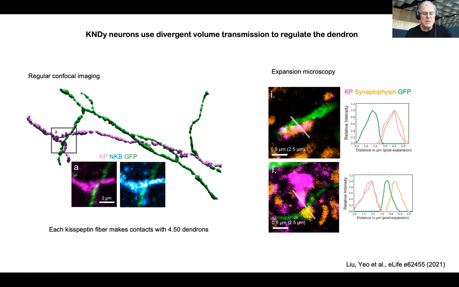So this mechanism of transmission is called volume transmission, and the concept is that kisspeptin is basically being sprayed out from these little boutons around the dendrons, but not at any specific synaptic site.